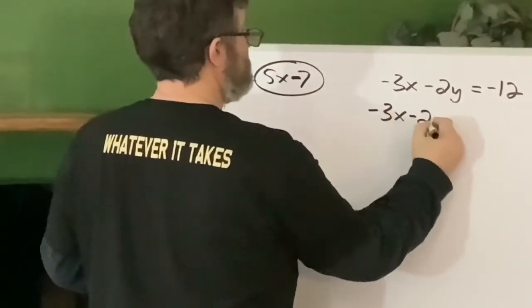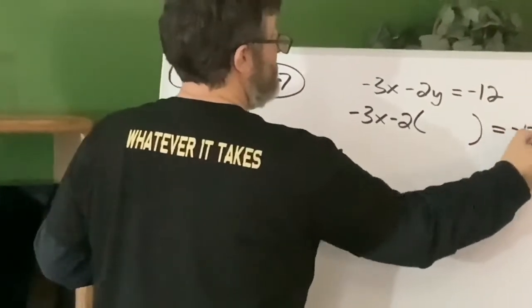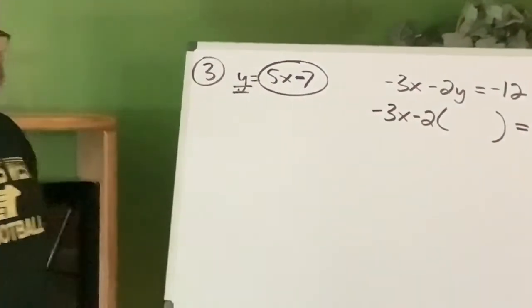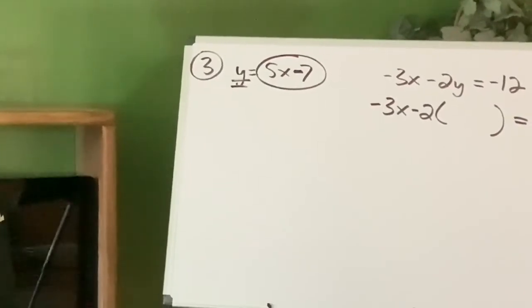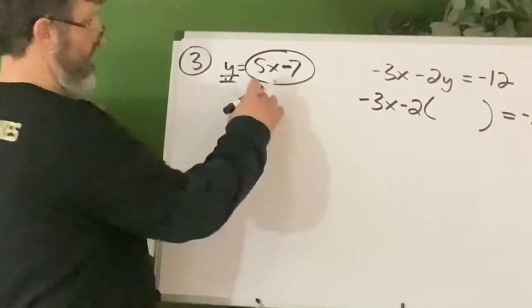-3x minus 2. Take y out of the game. Big fat parentheses. Equals -12. Okay, I'm starting to go faster and faster because I want you to kind of have it. I want you to start, you should be starting to put this together. Okay, here we go.